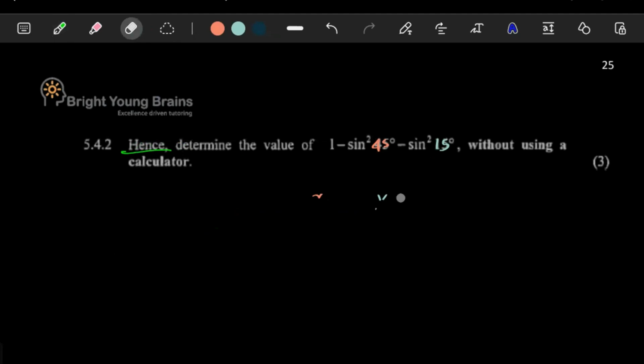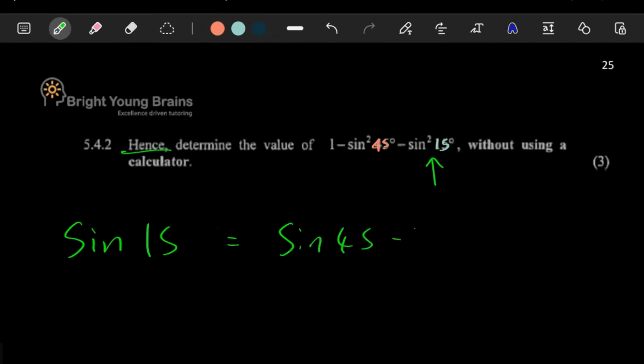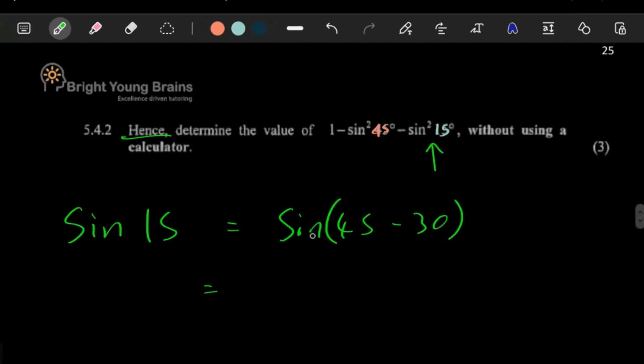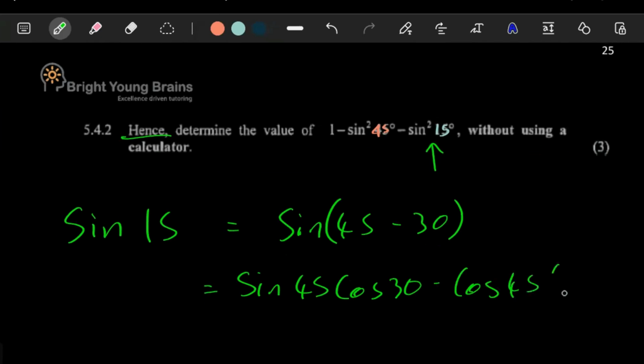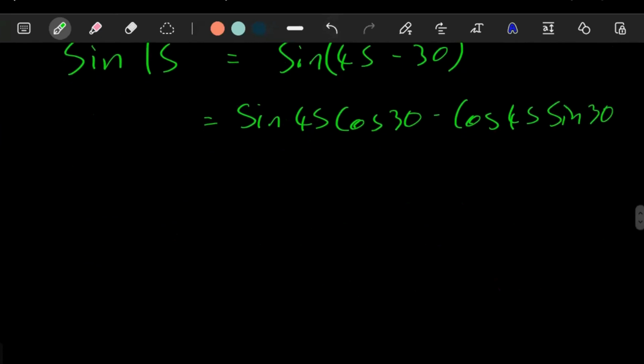But we already have sine 45. Sine 45 is not an issue. Let's find a way of writing out sine 15. So sine 15 we know is the same as sine of 45 minus 30. Now this is a compound angle of sine, so this is going to be sine 45 cos 30. Since it's a minus here, it's going to be a minus there: cos 45 sine 30.